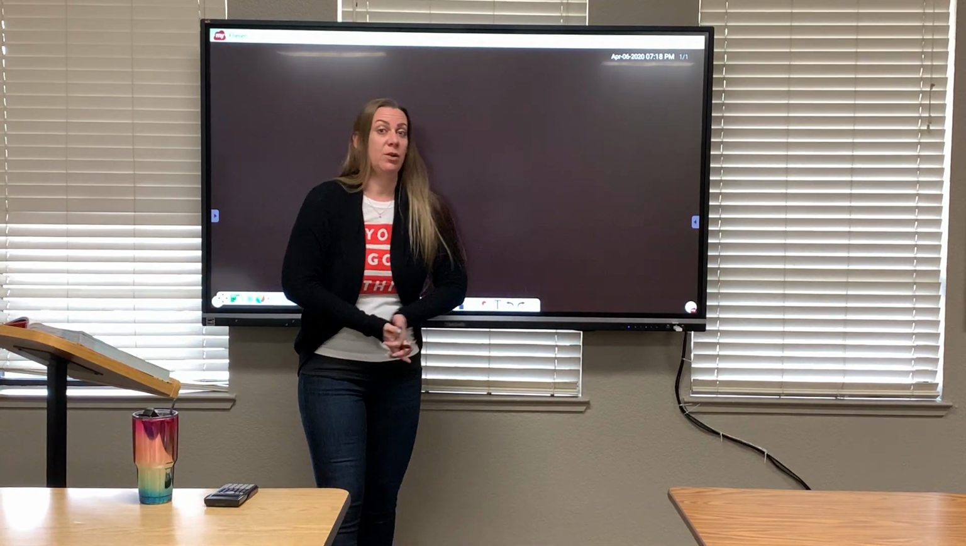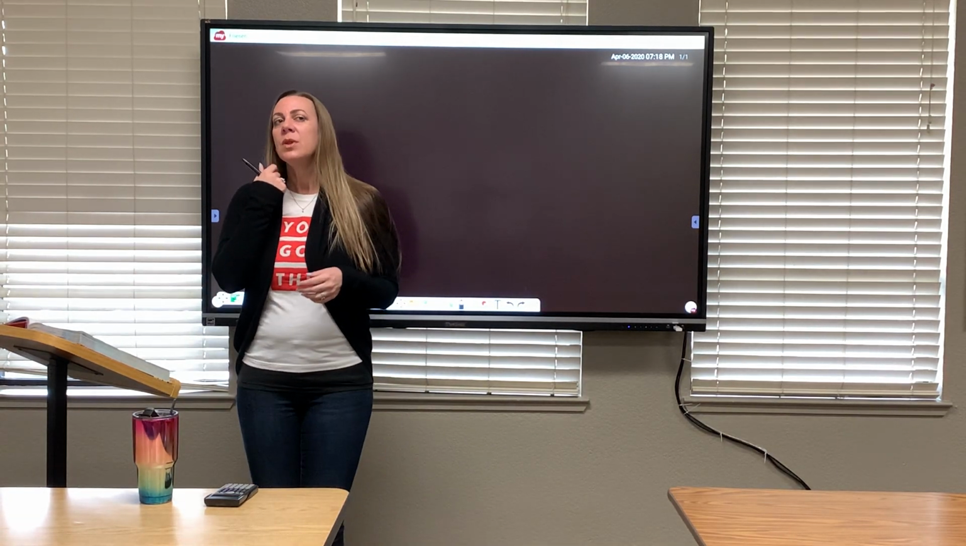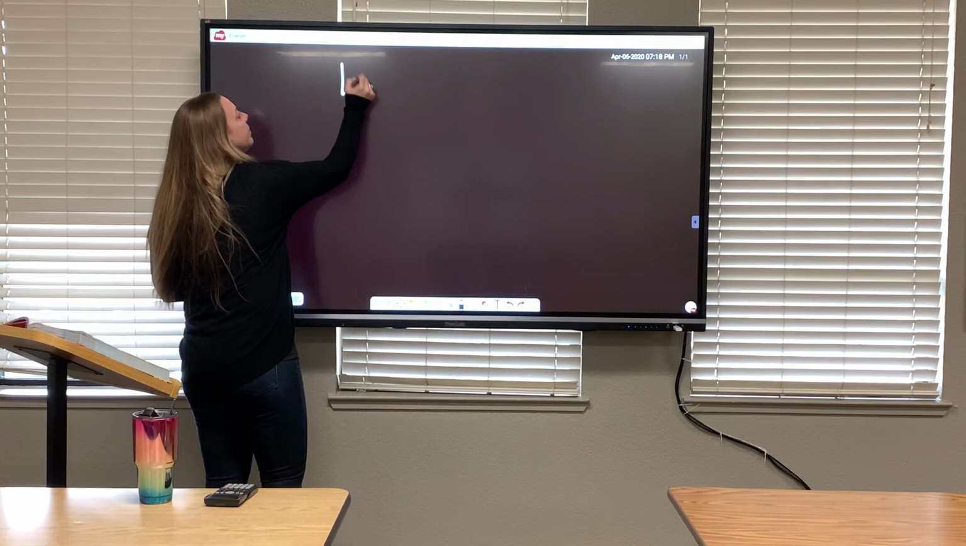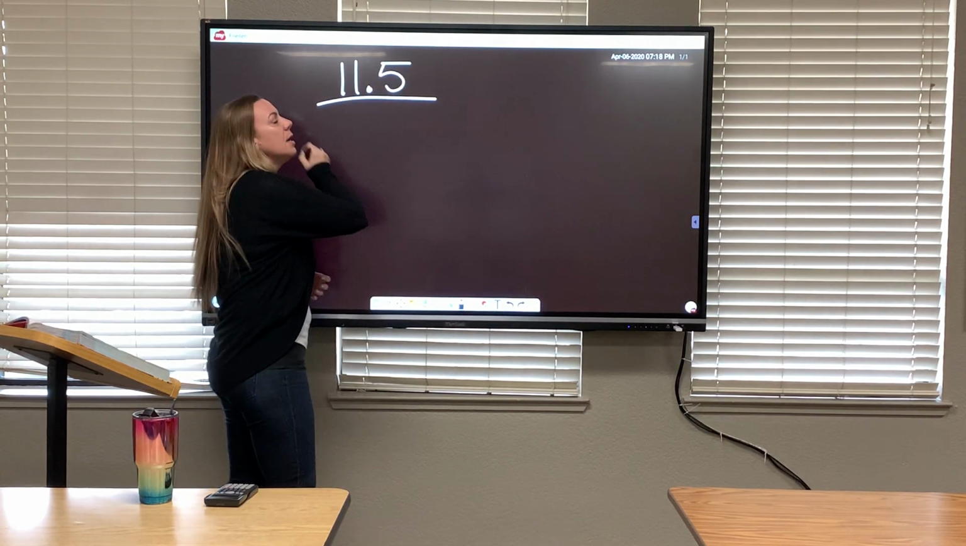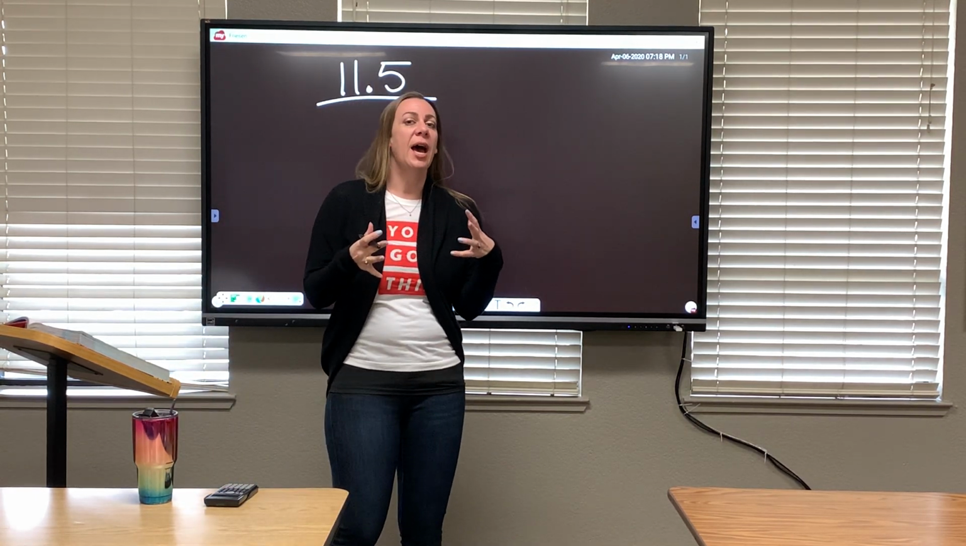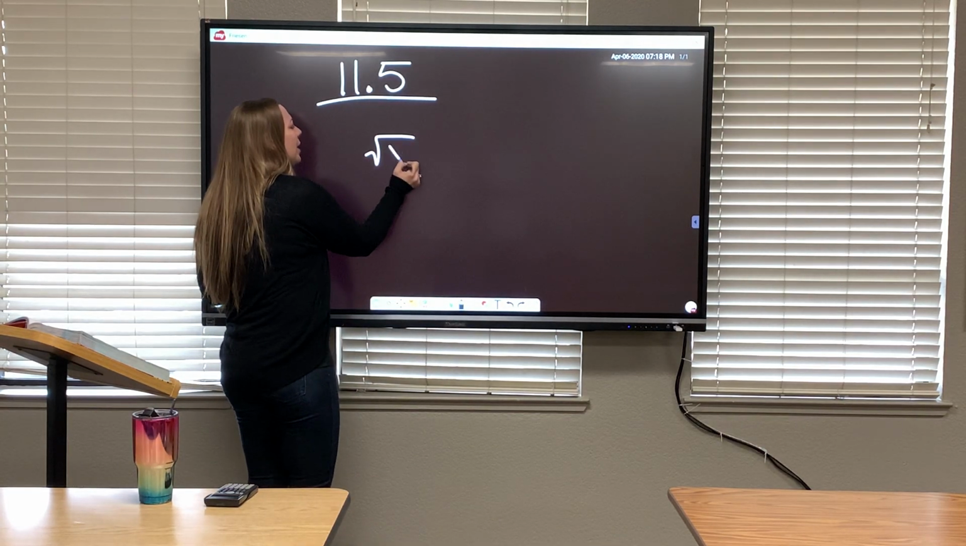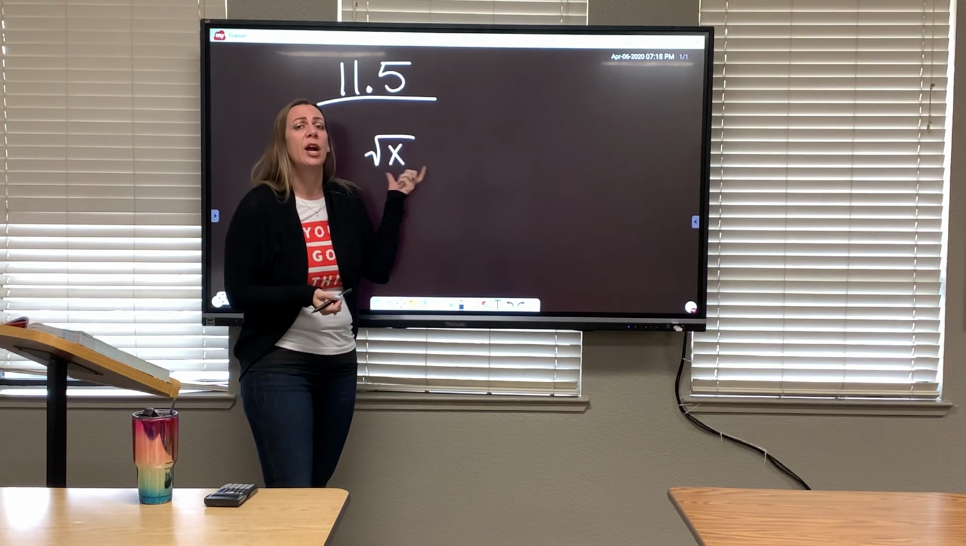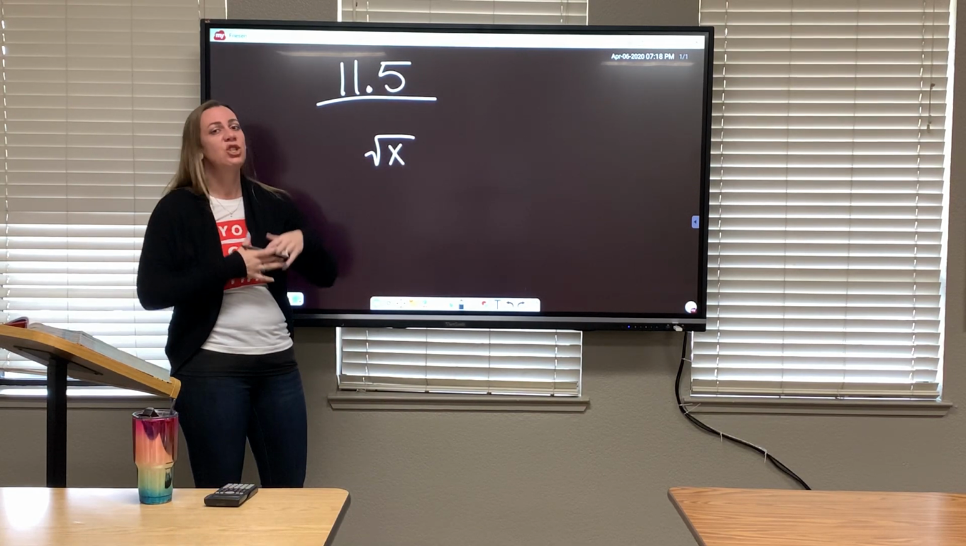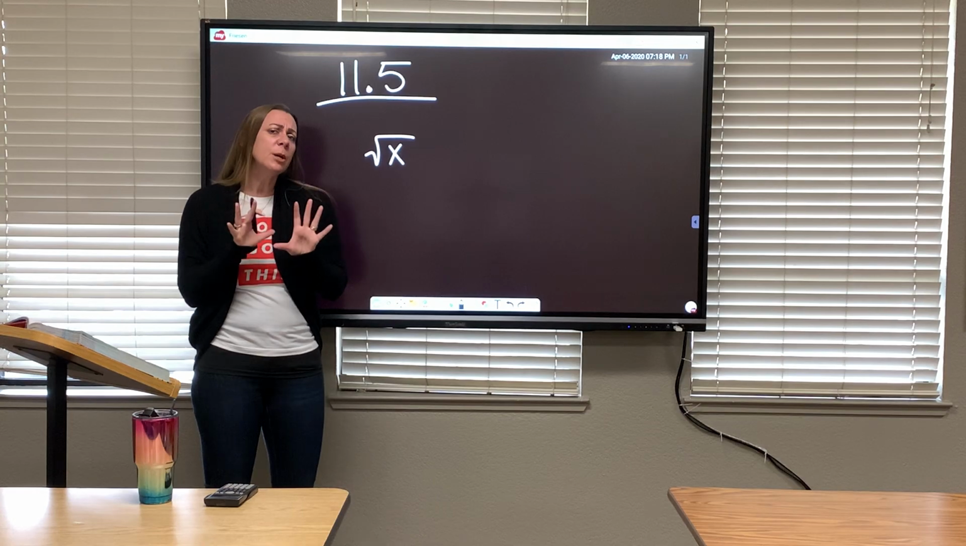We are going to be doing solving radical equations. So this is 11.5. We are going to look at those radicals. We're still kind of working with that. Our first step, remember any time that you square one of these, it just gets rid of that radical symbol, right? So I'm going to work with the first step.